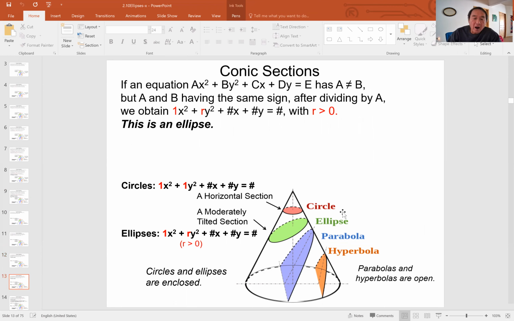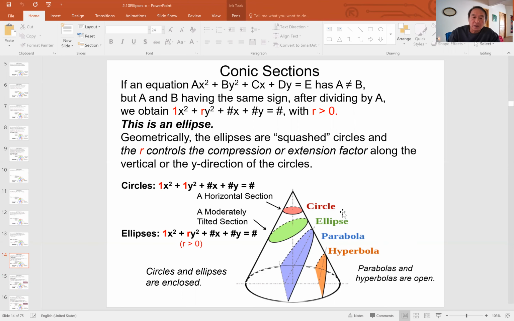In particular, the r controls how we can stretch a circle in the y direction, because now r is the coefficient in front of the y squared. How can we stretch that into an ellipse for this type of equation, that is 1 x squared plus some positive r, r y squared? So the r controls the compression or stretch factor. We'll see that at the end and how it works.